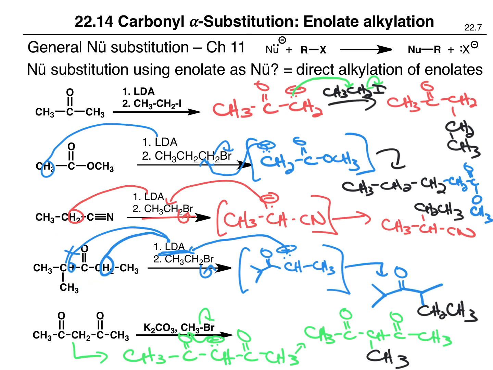Esters and nitriles can be alkylated, again using LDA. With aldehydes, it can work, but there are other types of competing reactions that would also possibly get in the way. So direct alkylation of enolates is a possibility. In our next videos, we're going to see a couple of different approaches to alkylate enolates.